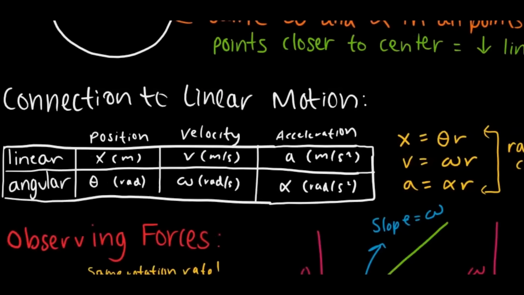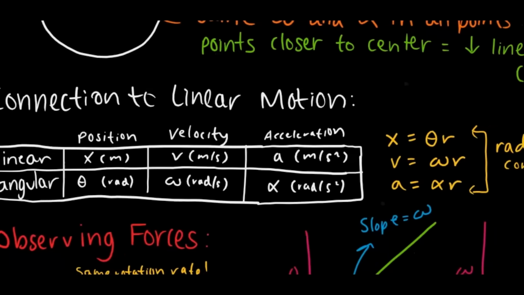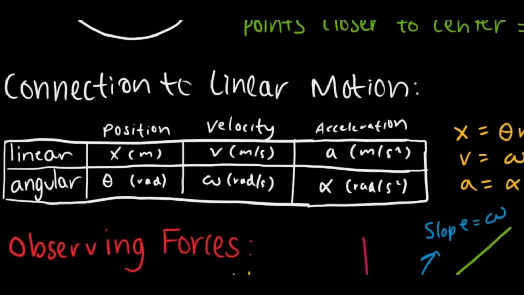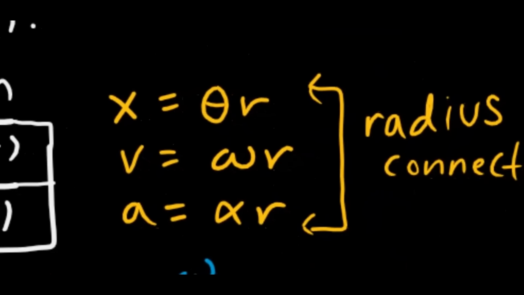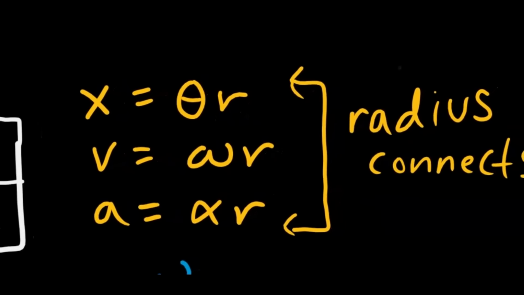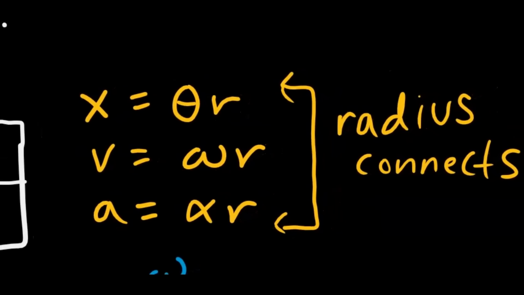Here's another very important key concept, the connection between linear motion and angular motion, right? So for linear, you have your x, which is equivalent to the angular angle, the linear velocity and the angular velocity, linear acceleration and angular acceleration. And you can easily convert between both linear and angular values by just using the radius. So the radius sort of connects both the linear and angular components.